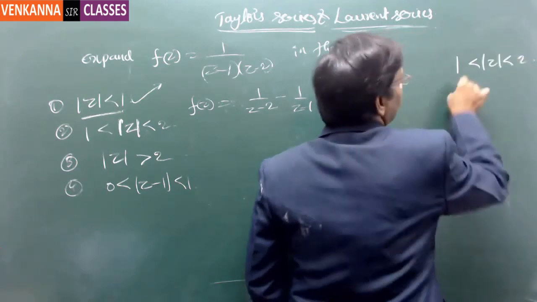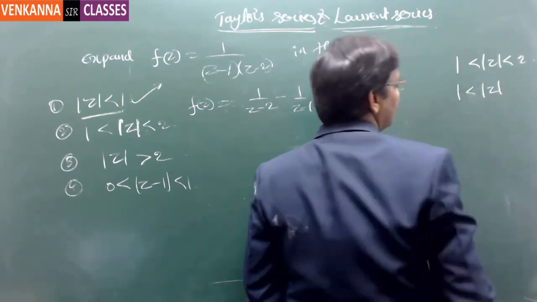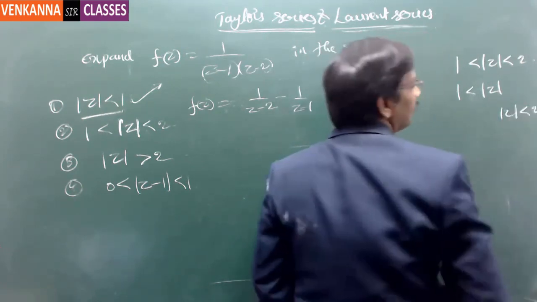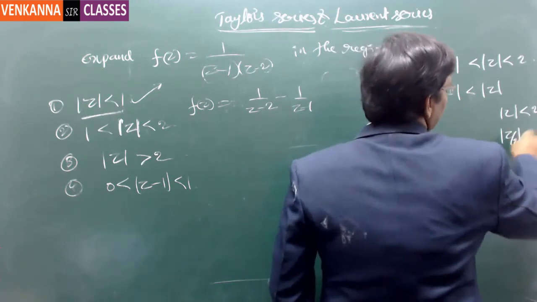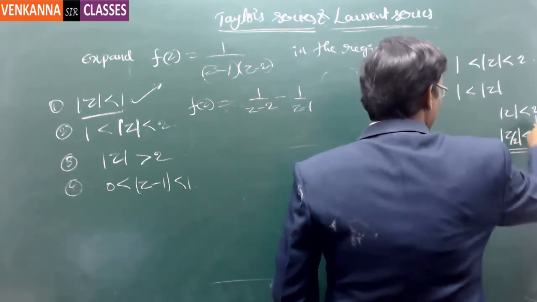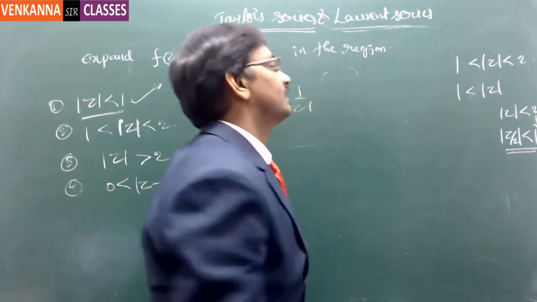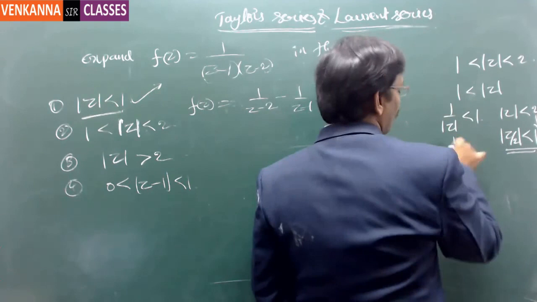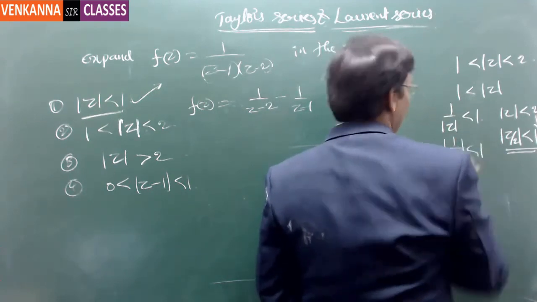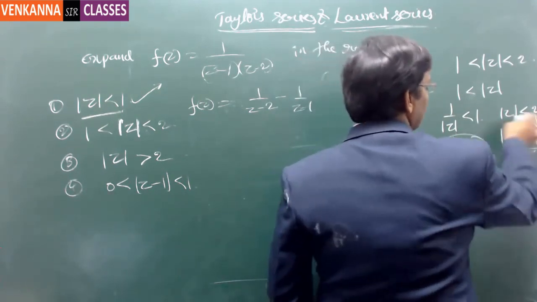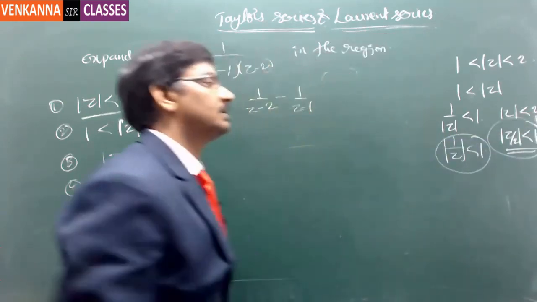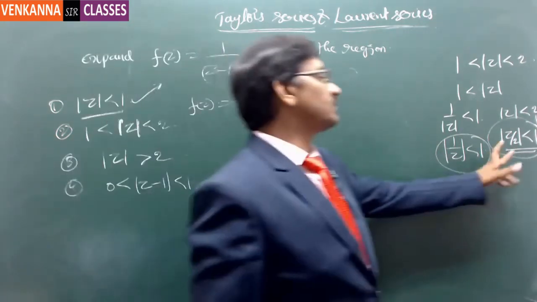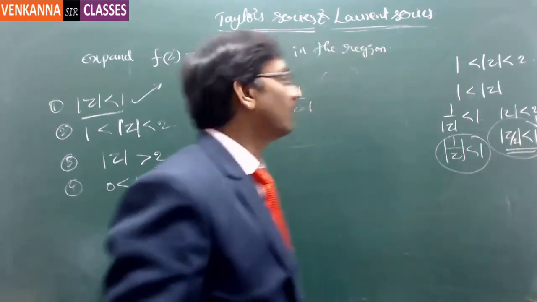Now this can be divided into two parts. One is 1 less than mod z and another case is mod z less than 2. These are the two cases. Here mod z by 2 is again less than 1, which you can derive from this. But in this case, 1 by mod z is less than 1. So this is one case and this is another case. So these are the two regions, right? So it will be a ring shaped region. Hence, two conditions we are going to get, and these two conditions we are making use of here.